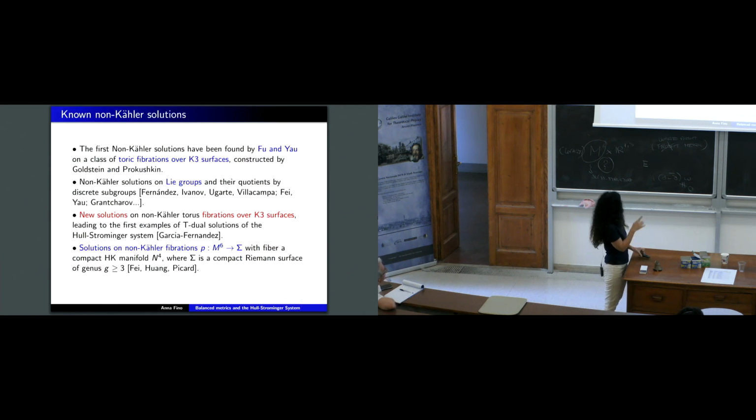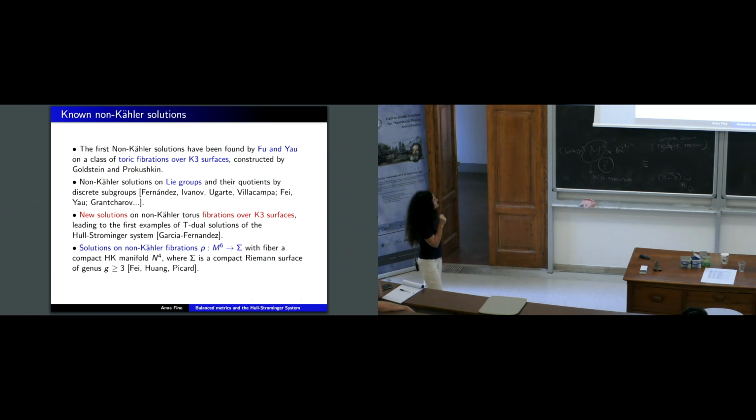Okay, here I just mentioned some known non-Kähler solutions, but there are more. The first one was constructed by Fu and Yau. This is constructed on a torus fibration over a K3 surface, and that's a construction that we generalize, changing the base. A joint PhD student, in fact, is working on further generalization. We'll see in which way to get more examples.